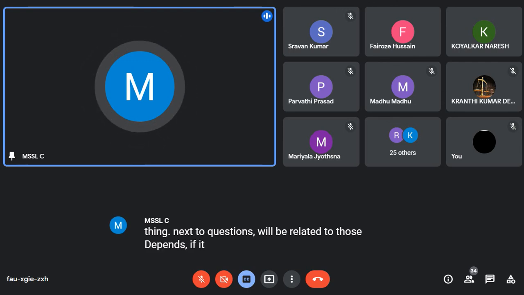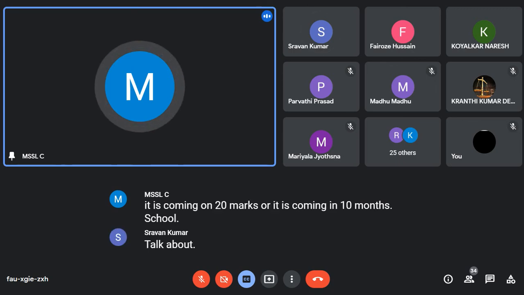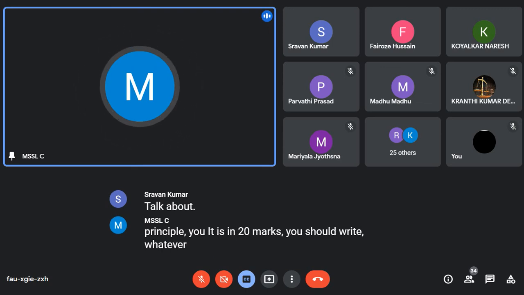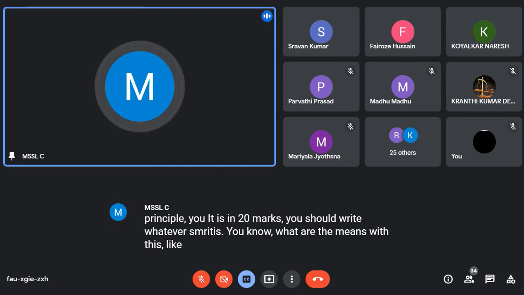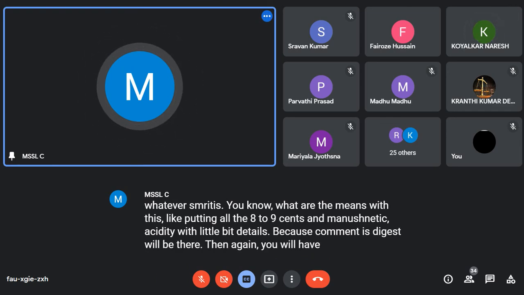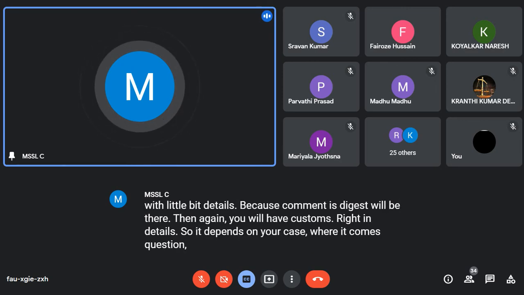Depends if it is coming on 20 marks or it is coming in 10 marks. If it is in 20 marks, you should write whatever smritis you know, what are the main smritis, like putting all the 8 to 9 smritis and Manu Smriti, Yajnavalkya Smriti, Narada Smriti with little bit details. Because commentaries, digest will be there. Then again you will have customs to write in detail. So it depends on where the question comes, in 10 marks or in 20 marks.